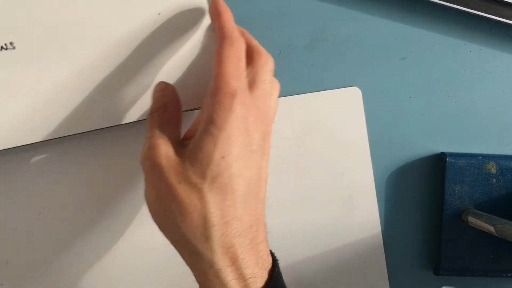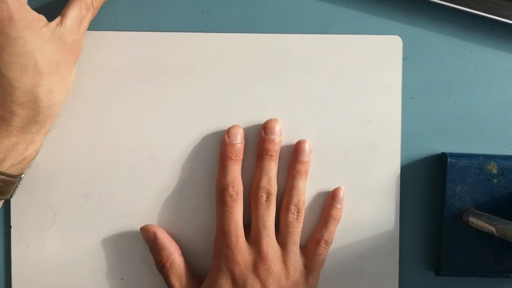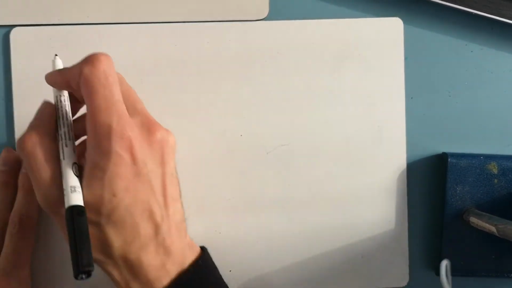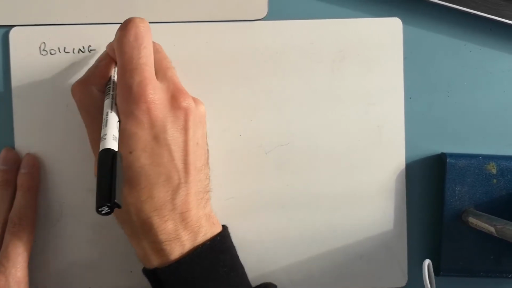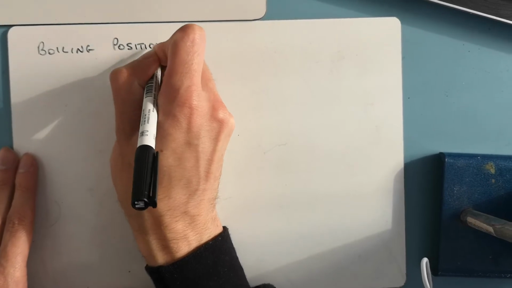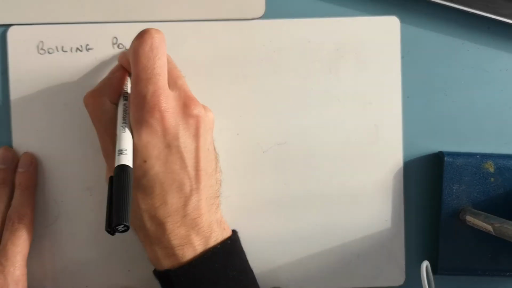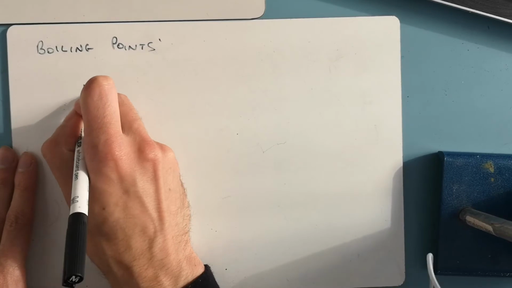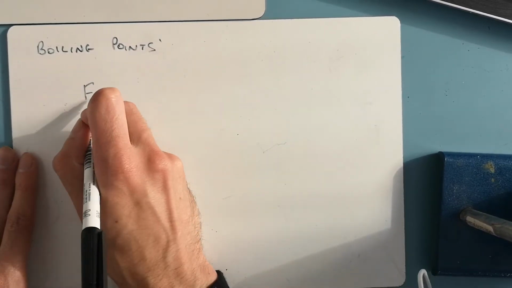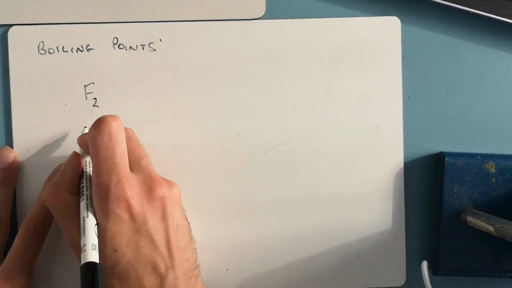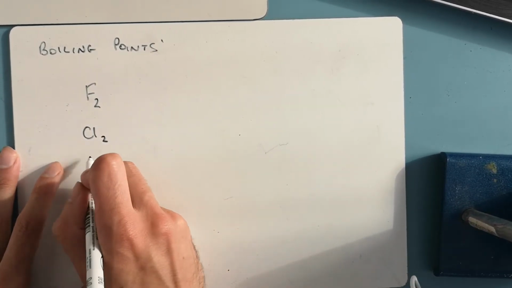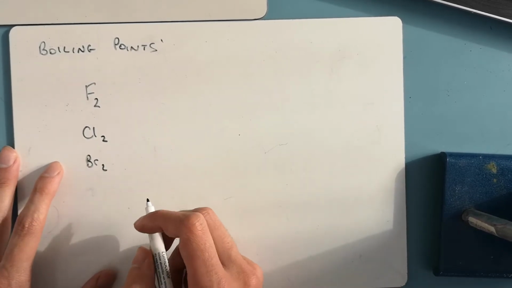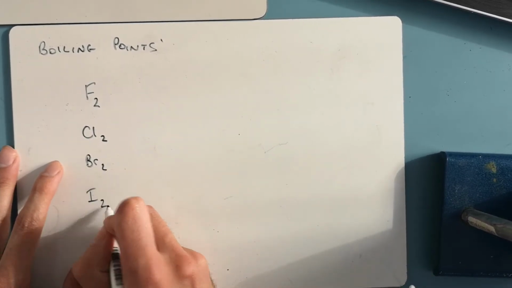So first up, we'll look at the boiling points. So halogens exist as diatomic molecules. So we've got fluorine will bond with another fluorine to form F2. Chlorine bond with another chlorine to form Cl2. Bromine with another bromine to form Br2 and I2.